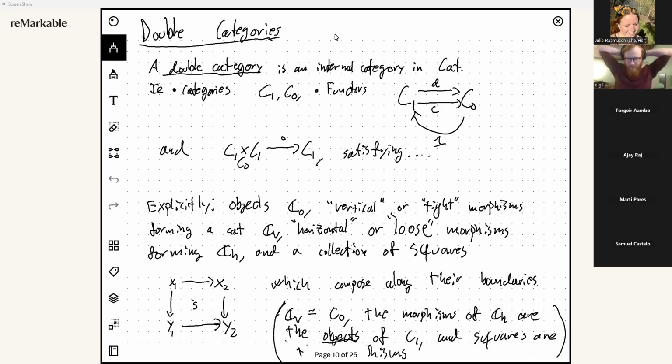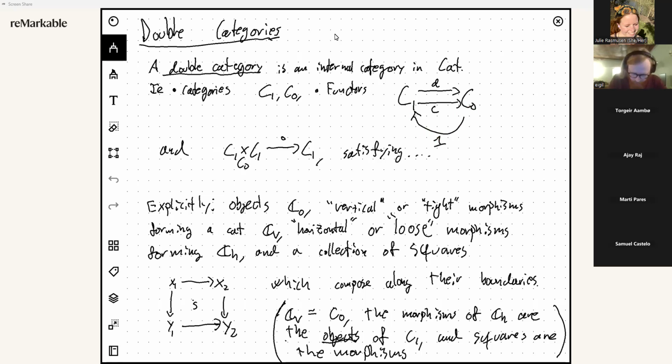Okay, now let's talk about double categories. Maybe you already know this, but I'm just going to go through it quickly. A double category is an internal category in categories. So what does that mean? It means that instead of a set of objects and a set of morphisms, I have a category of objects, that's this C0, and a category of morphisms. And then I have domain, codomain, and identity functors, where the identity functor takes an object to the morphism that is its identity, but that's a functor instead of just a function.